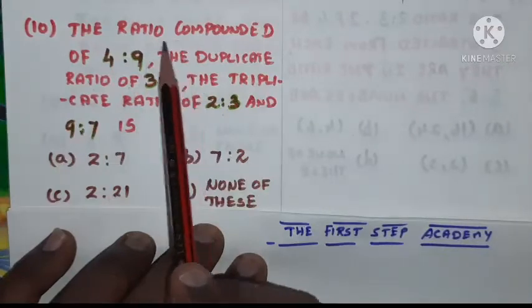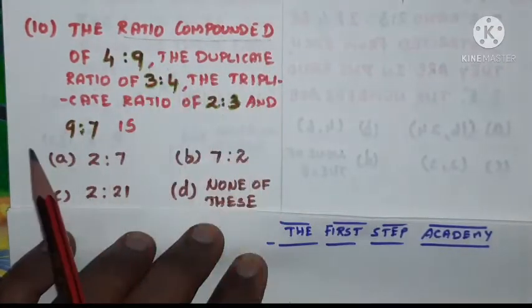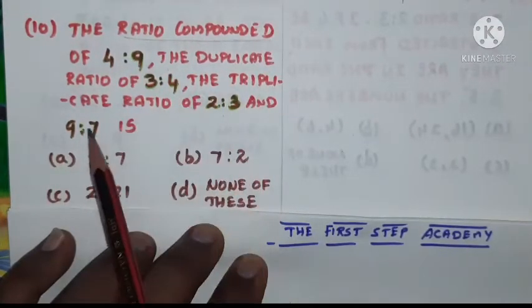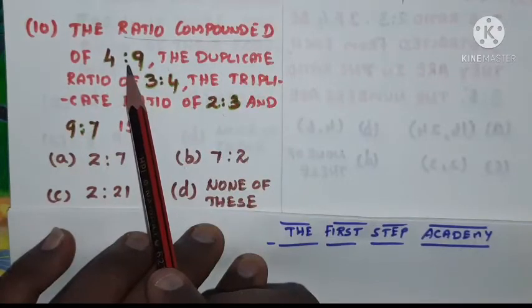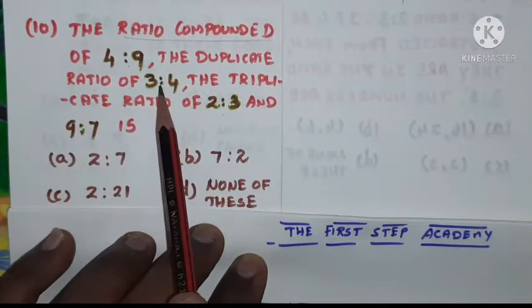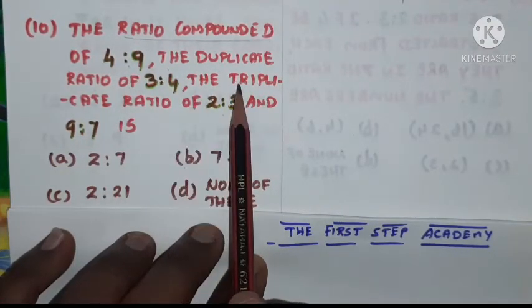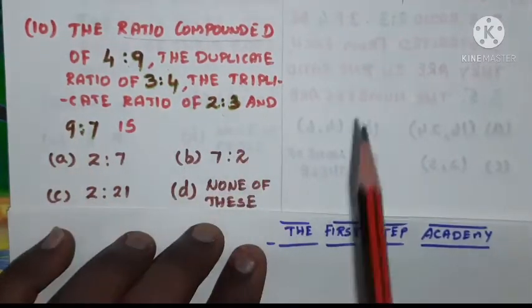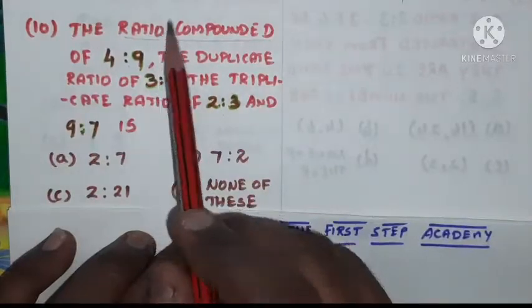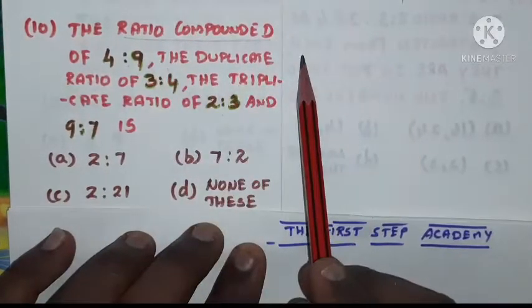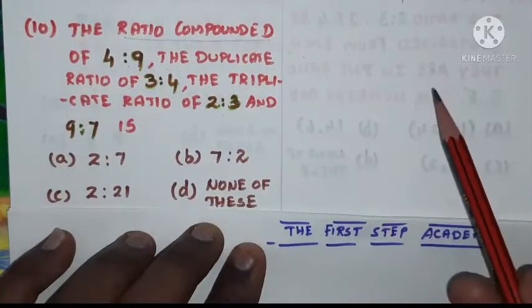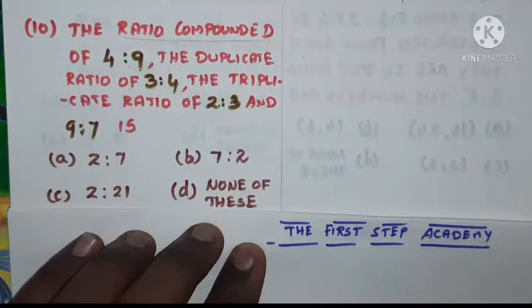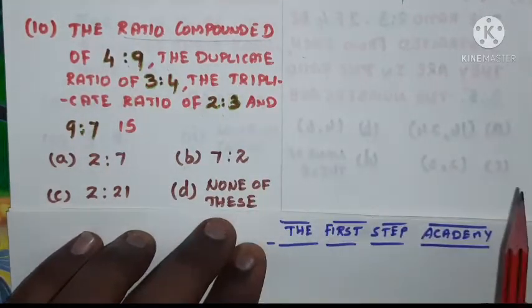So now again they are asking us to find out the compounded ratio, but they have given four ratios here. The first one is a direct ratio, the second one is the duplicate ratio of 3 is to 4, the third one is the triplicate ratio of 2 is to 3, and the fourth one is a direct ratio. So now we know what the compounded ratio is. Compounded ratio is the product of antecedents divided by the product of consequents, right? I'm not going to write the formula here. Directly we will substitute and we'll get the answer.